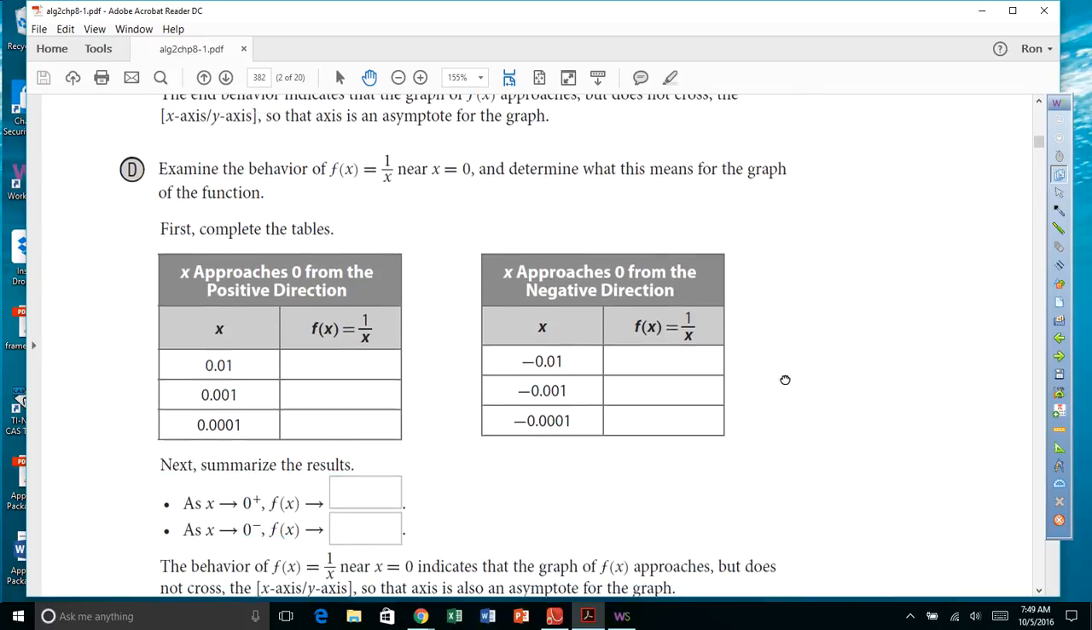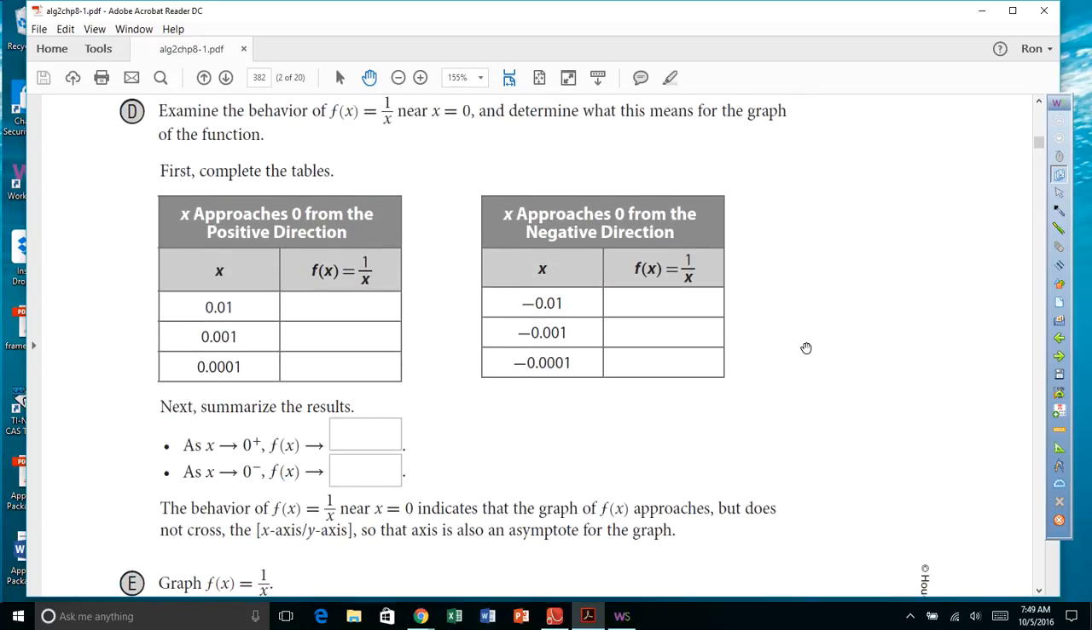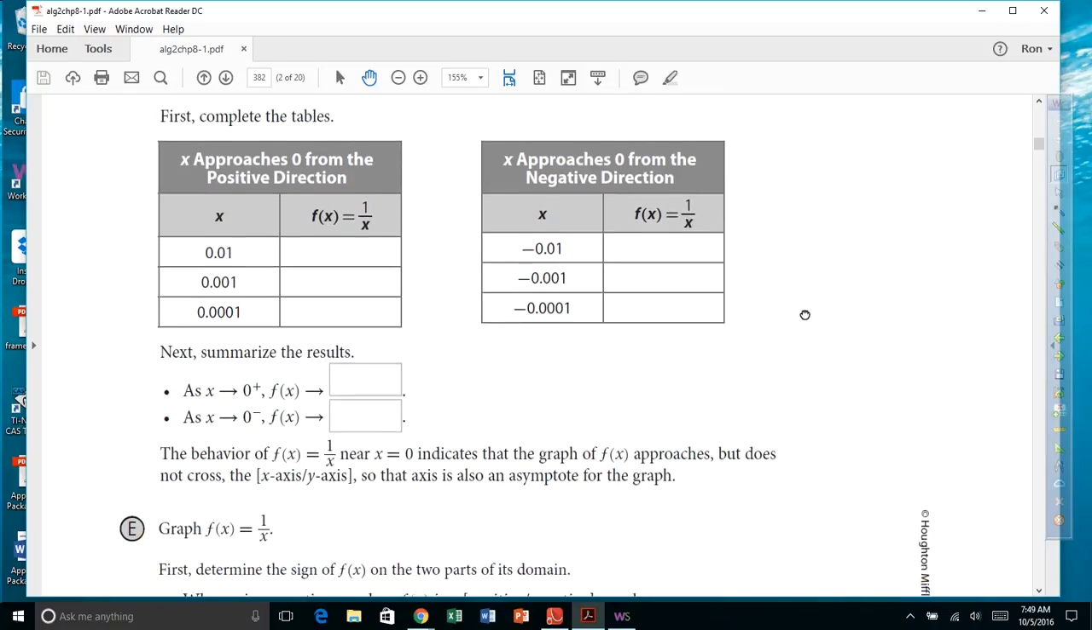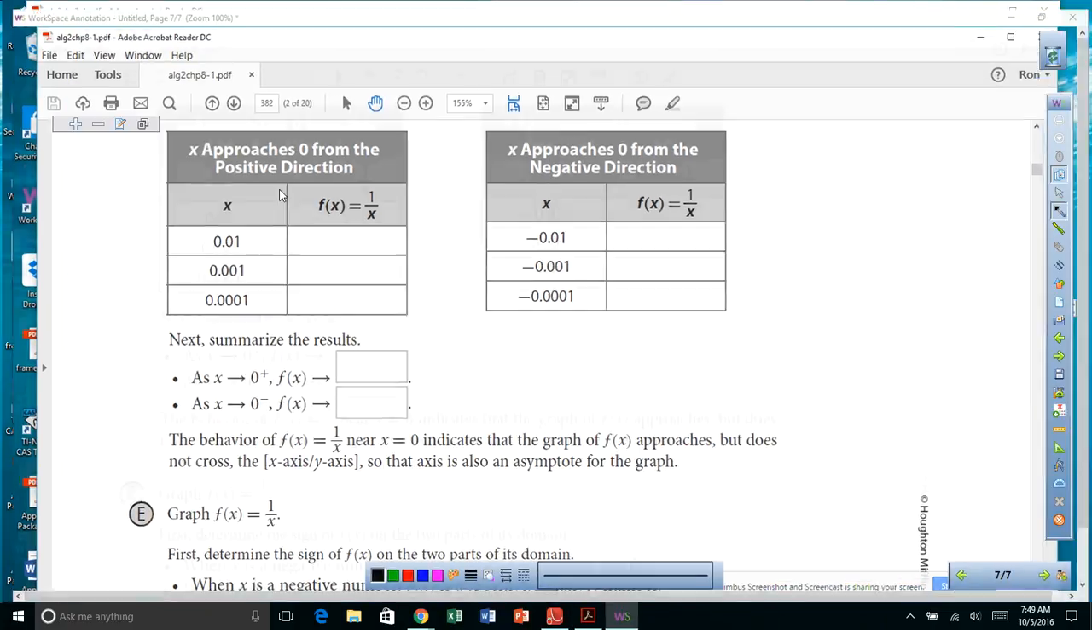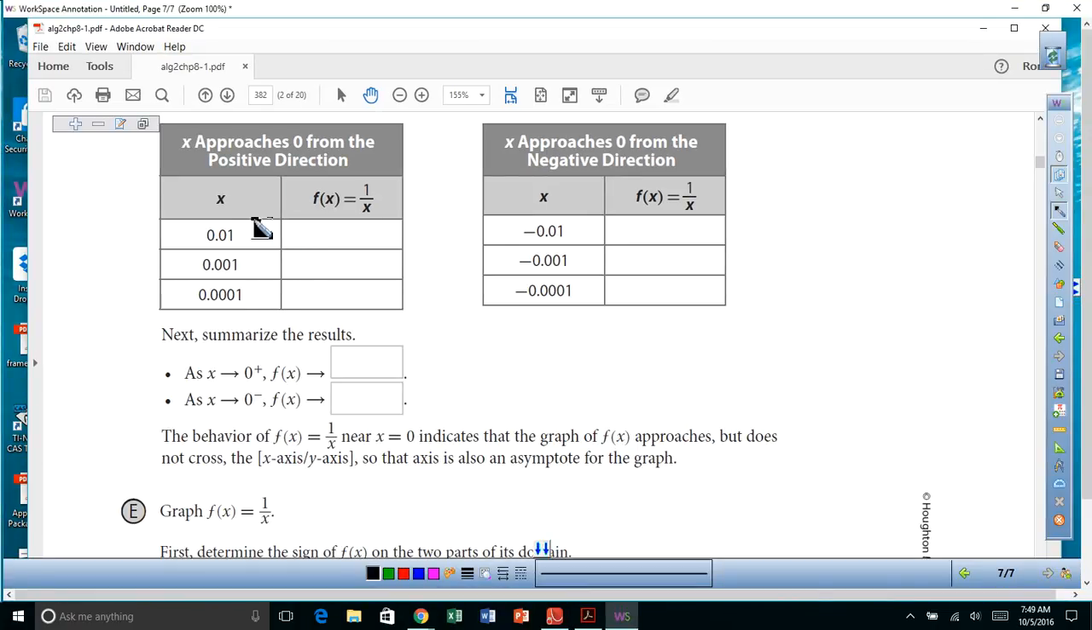Examine the behavior of f of x equals 1 over x near x equals 0 and determine what this means for the graph of the function. First, complete the tables. As x approaches 0 from the positive side, x and 1 over x... 0.01, that would be 100. And that would be 1,000. And that would be 10,000.